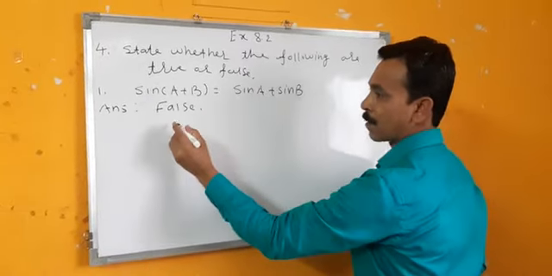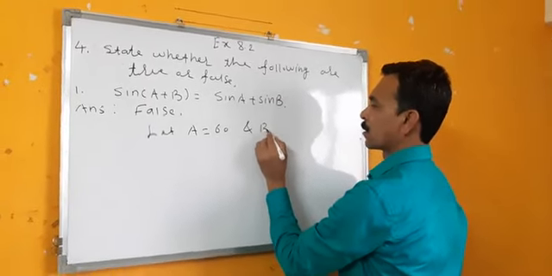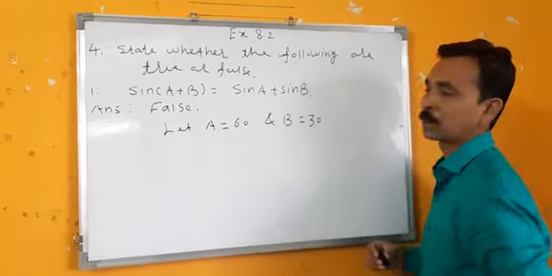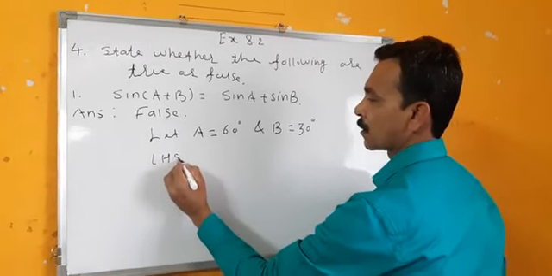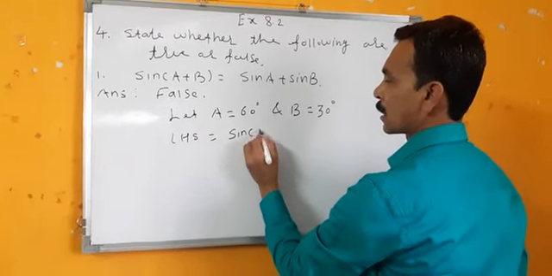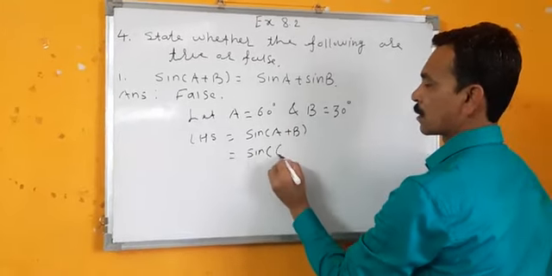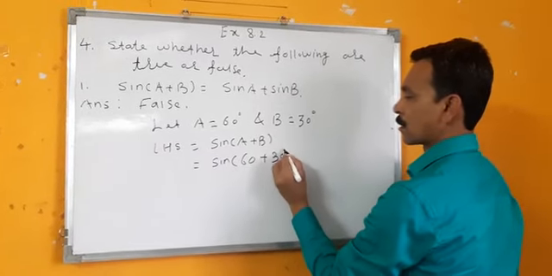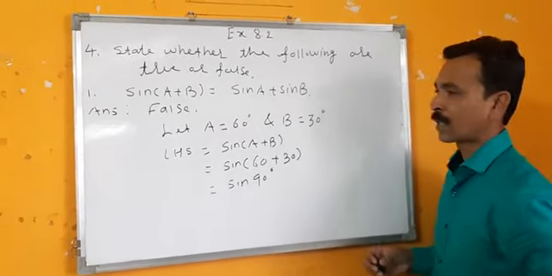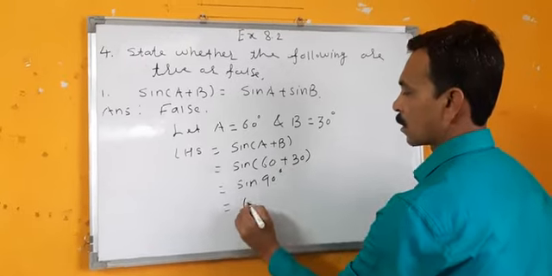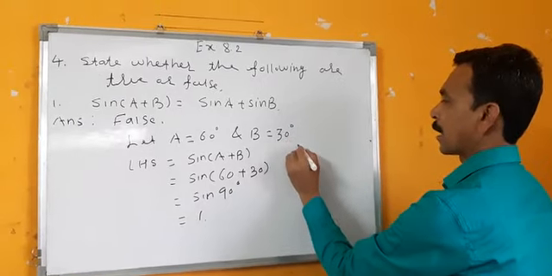I will take the values of A and B. Let A is equal to 60 and B is equal to 30. Take it as degree. Take LHS. LHS is what? Sine of A plus B is equal to sine of 60 plus 30, which is equal to sine 90. What is sine 90? 1. This is your LHS.